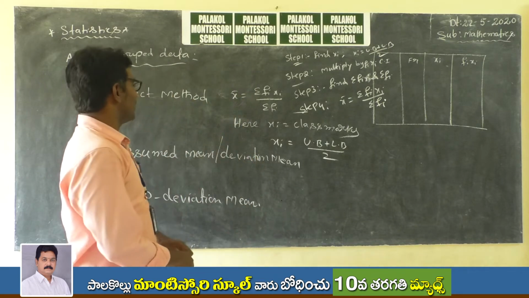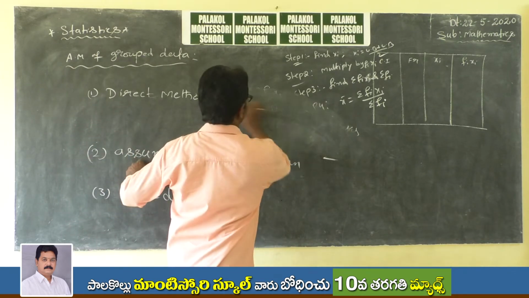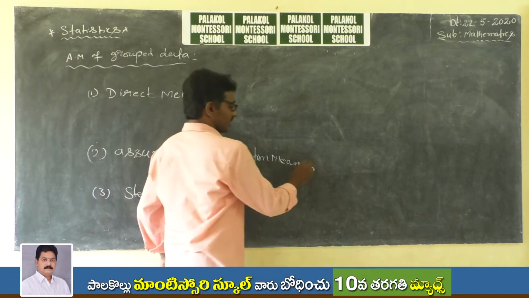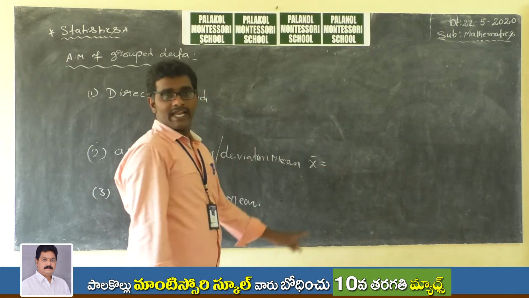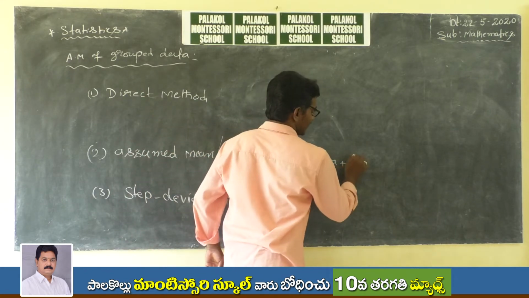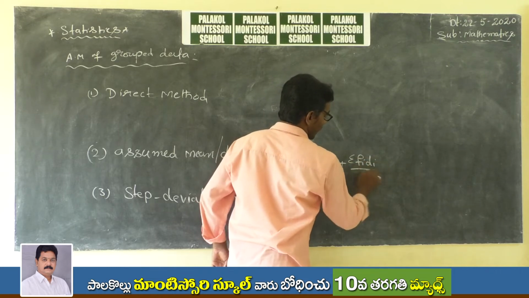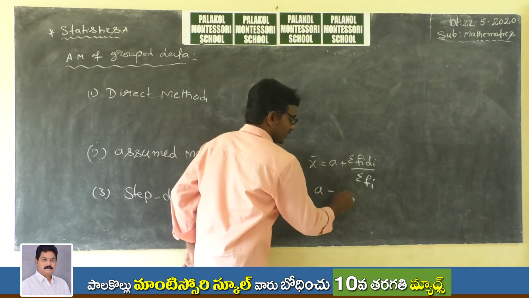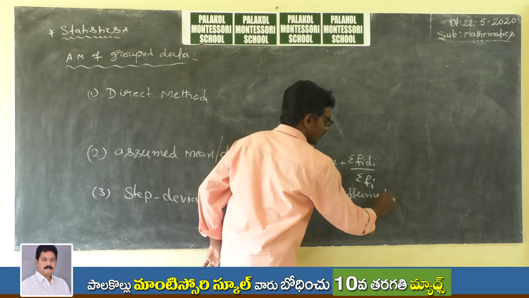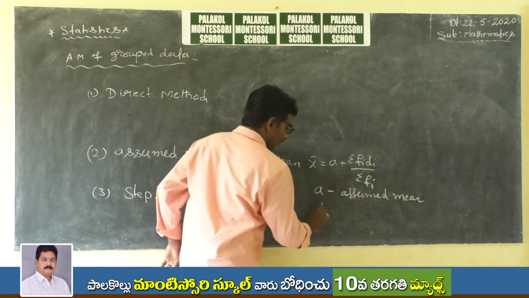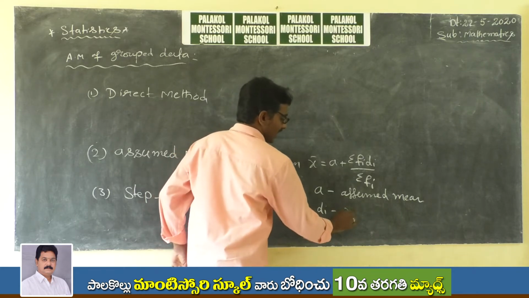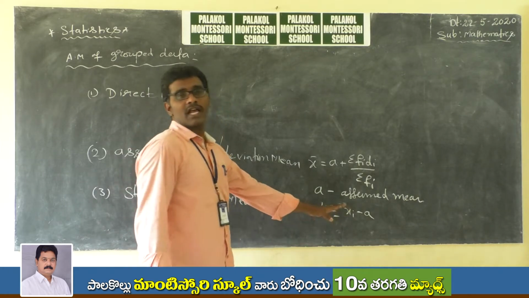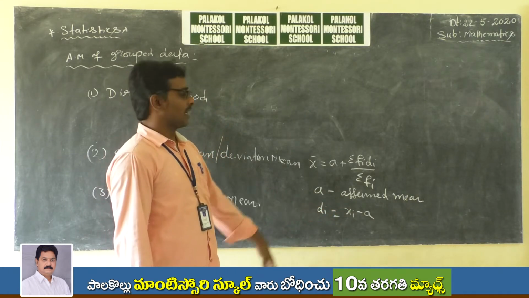Next one, the assumed mean method. That's another name for the deviation method. Here x bar is equal to a plus sigma fi di by sigma fi. Here a means assumed mean. How to calculate di? di is xi minus a. What is the meaning of xi? xi means class mark.